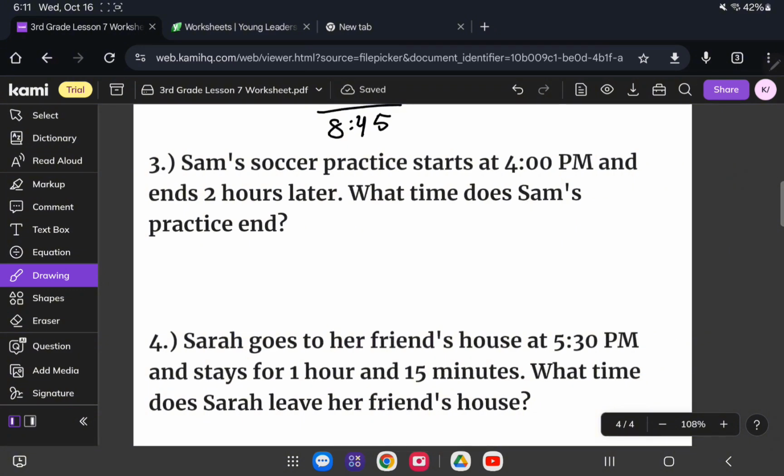Sorry. Sam's soccer practice starts at 4 p.m. and ends 2 hours later. What time does Sam's practice end? So we just take 4 o'clock and add the 2 hours, which is 6. So that means Sam's practice ends at 6 o'clock p.m.